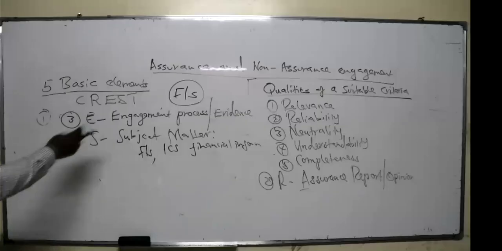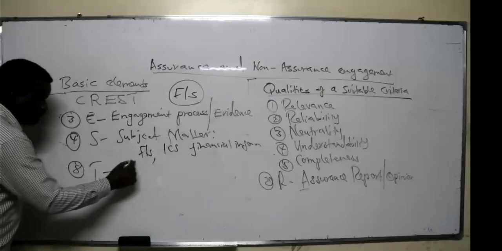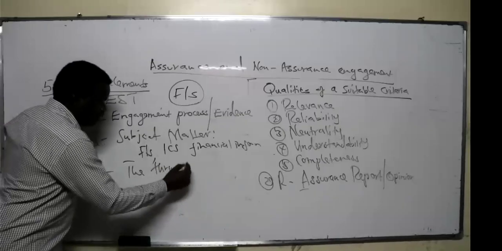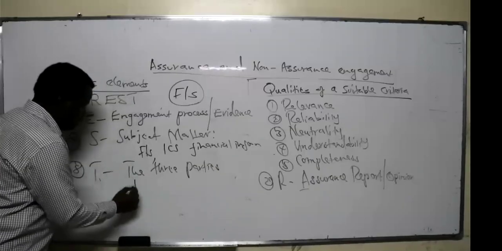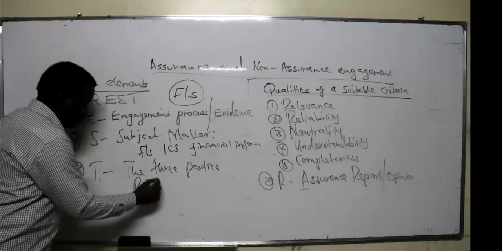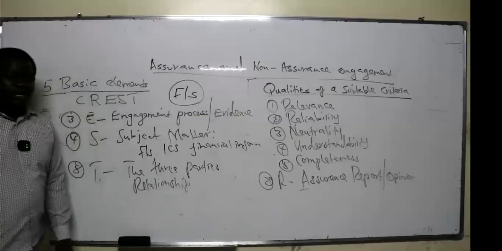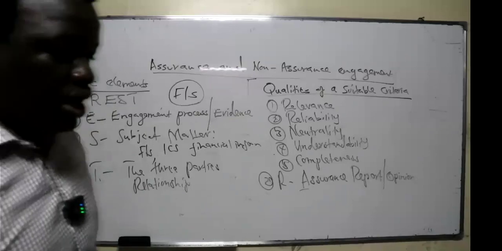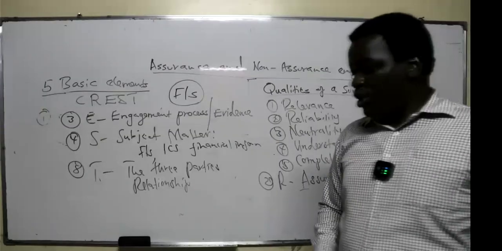Then you go to T, number 5. T stands for the three-party relationship. So who are these three parties in an assurance engagement?